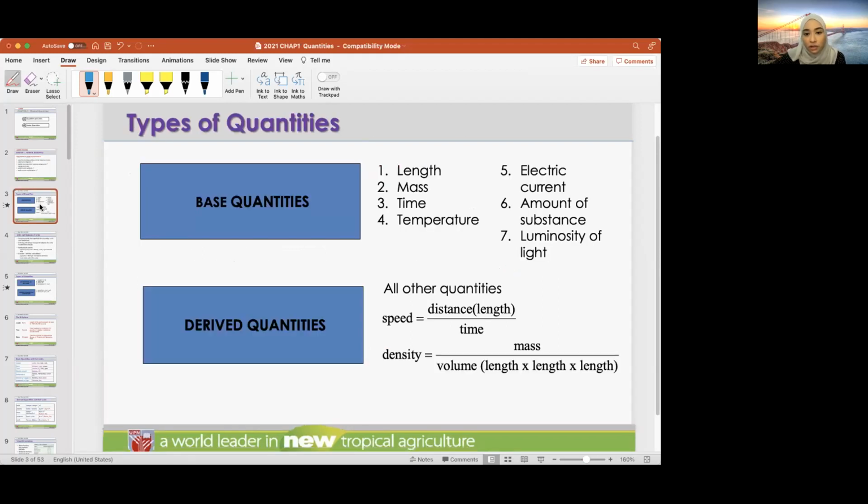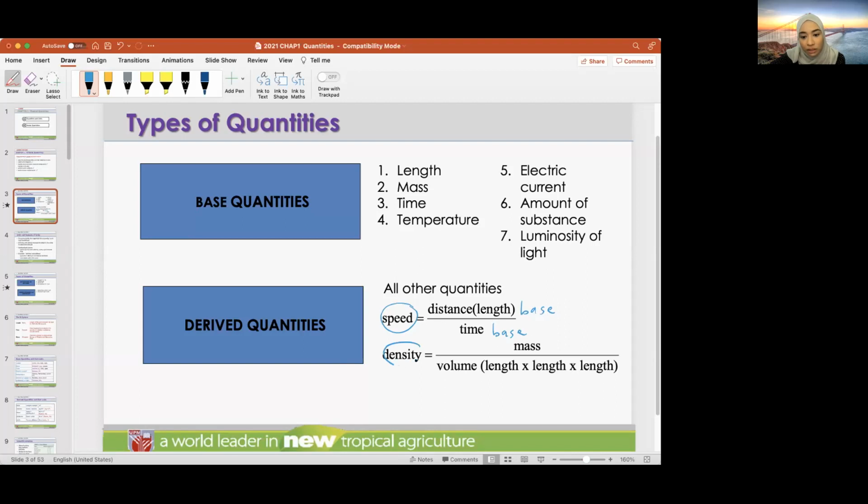Okay, so base quantities, very straightforward. Base quantities are length, mass, time, temperature, something that is not derived. Because we have another quantity called derived quantities. Length is just made out of length, but for derived quantities, for example, speed, it is made out of distance over time. So you have one base quantity here and another base quantity here. Because you have more than one base quantity for speed, it is a derived quantity. So that is how you differentiate between base quantity and derived quantity.